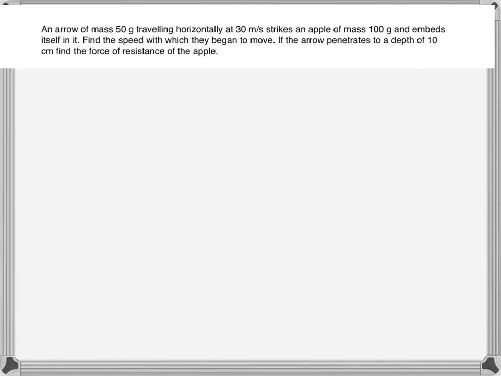It says that an arrow of mass 50 gram traveling horizontally at 30 meter per second strikes an apple of mass 100 gram and embeds itself in it. So find the speed with which they began to move. If the arrow penetrates to a depth of 10 centimeter, find the force of resistance of the apple.